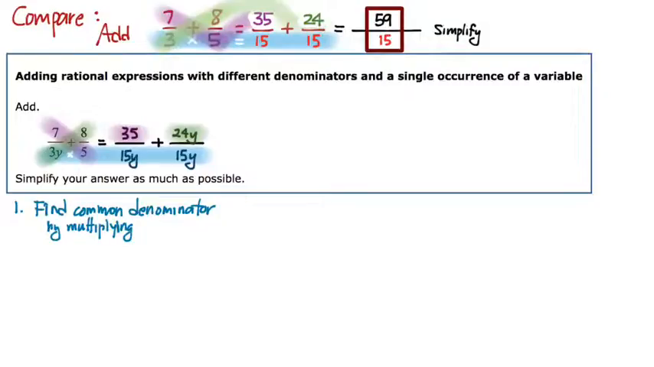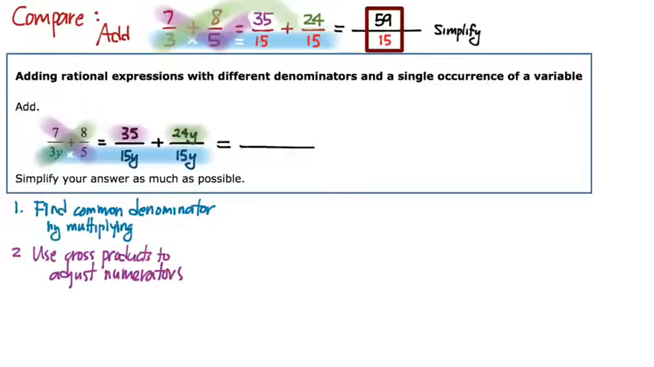And now, both of my fractions are still equivalent to what they originally were, but now they're written with a common denominator. So after we found the common denominators by multiplying, our second step was to use the cross products to adjust the numerators. And now that we've used the cross product to adjust the numerators, how do we actually add these two fractions together? What do I actually end up adding?